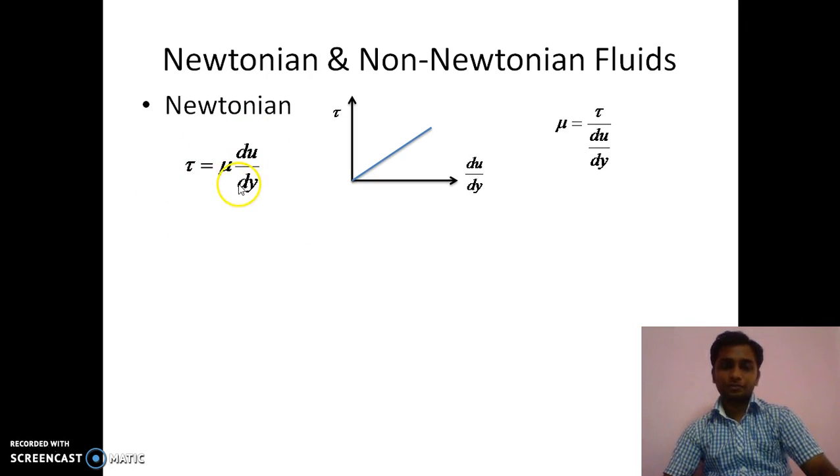Now if we rearrange this equation in such a way that du by dy is shifted to the LHS, mu will be equal to tau upon du by dy, and tau upon du by dy is nothing but the slope of this curve. Likewise, on the y-axis we have tau, on the x-axis we have du by dy, so tau upon du by dy is the slope of the line. So for Newtonian fluids, mu will be constant throughout. Whatever the rate of shear strain you have, mu will be the same, and the fluid is going to behave in the same manner.